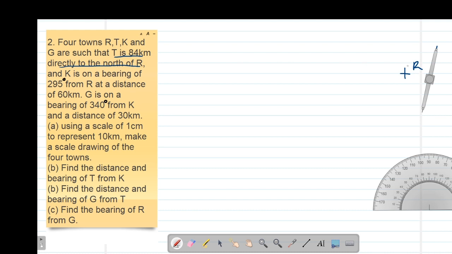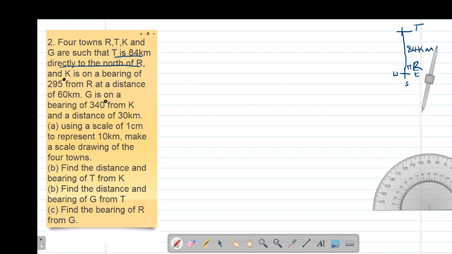So the northern side of point R is this. This is east, this is south, this is west. So it means T is directly to the north of the point R. So it means our point T will be somewhere here. Then the distance is 84 kilometers.